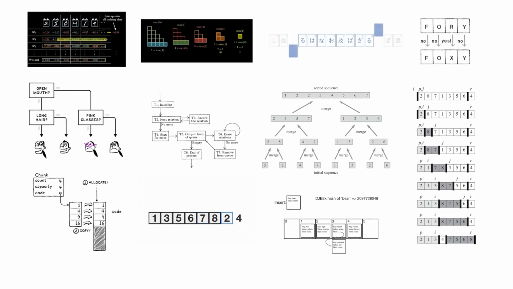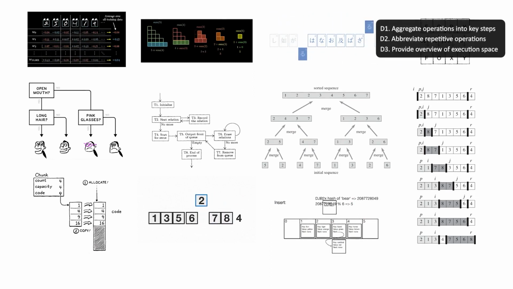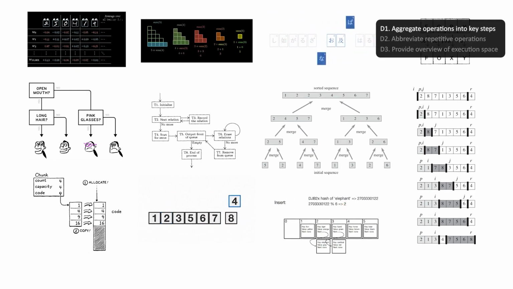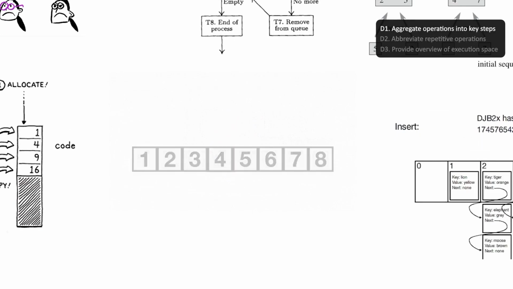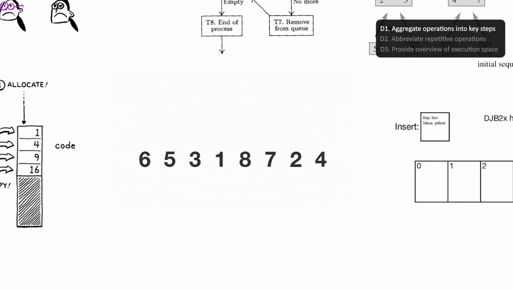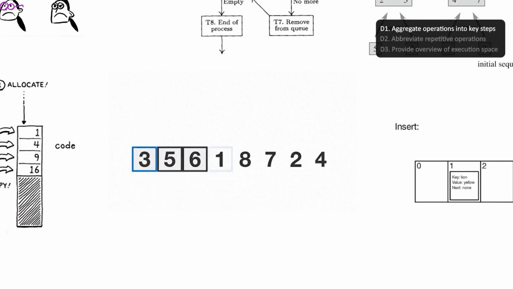We find three key design patterns underlying these visual representations. 1. Visualizations should aggregate operations together into key steps. Here, the inner for loop of insertion sort is aggregated over to show the key invariant that insertion sort builds a sorted list by inserting elements to the start.